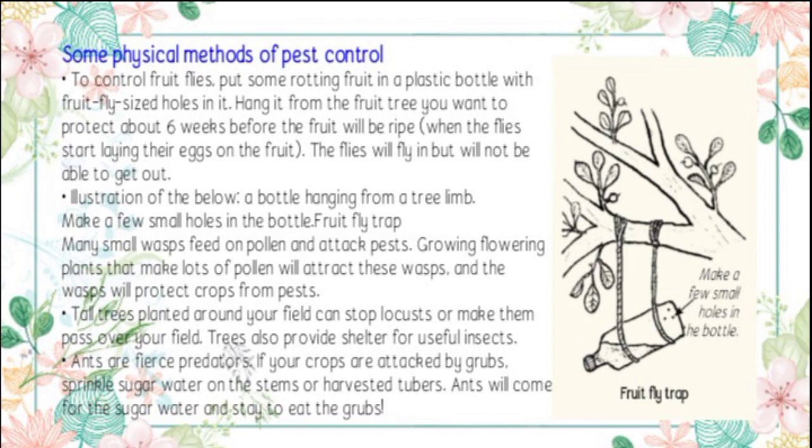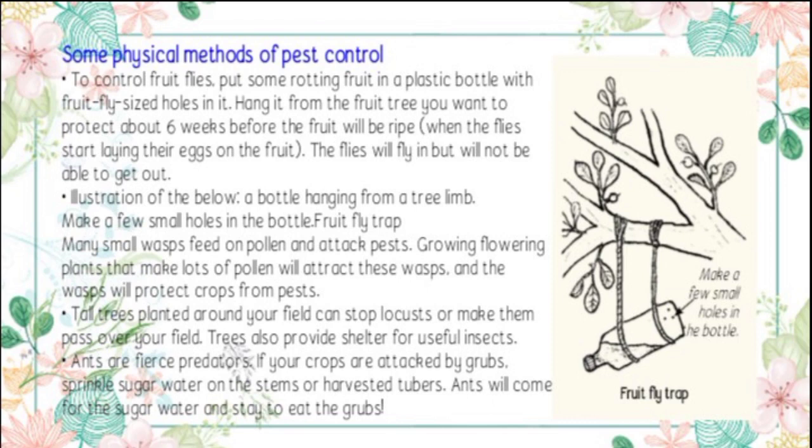Next, illustration of the below: a bottle hanging from a tree line. Make a few small holes in the bottle fruit fly trap. Many small wasps feed on pollen and attack pests. Growing flowering plants that make lots of pollen will attract these wasps, and the wasps will protect the crop from the pest.